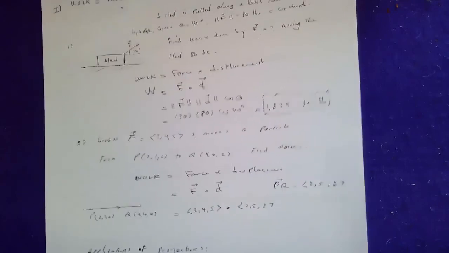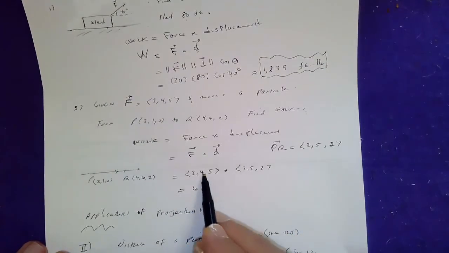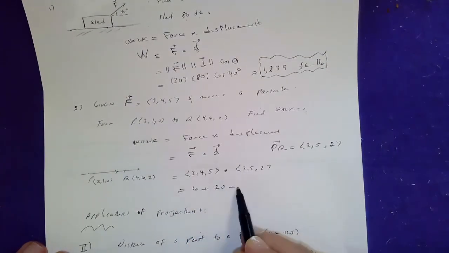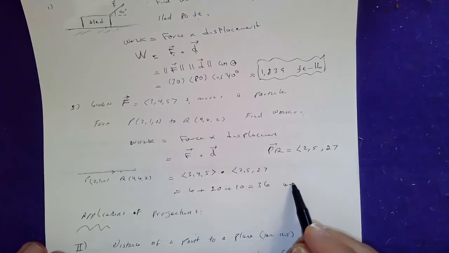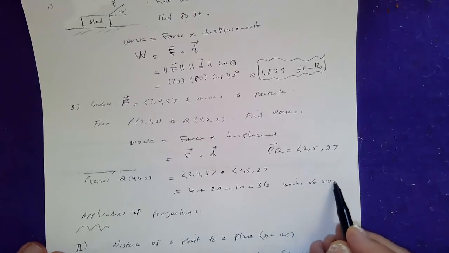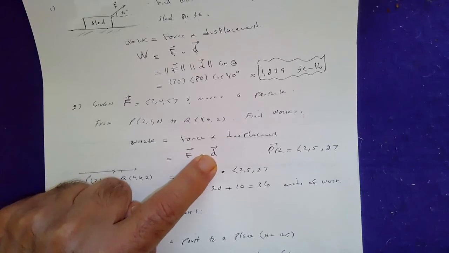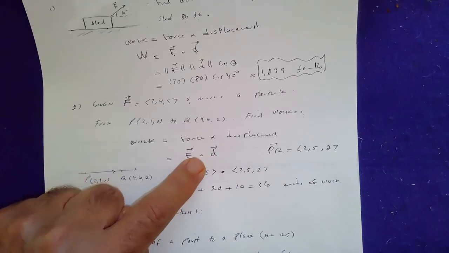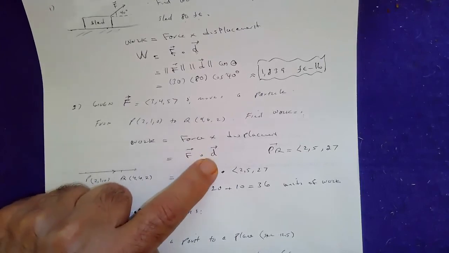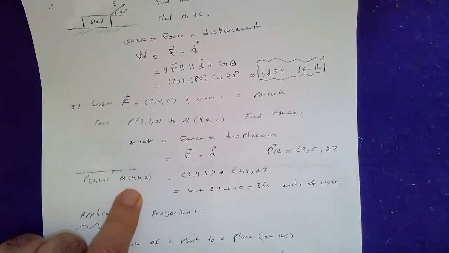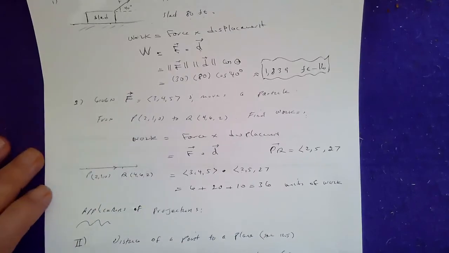So now we take the dot product of these guys. So that would be 3 times 2 is 6, 4 times 5 is 20, 5 times 2 is 10, so that would be 36, and that would be units of work. Remember, if the force is in pounds, the distance is in feet, so that would be foot-pound. If the force is in newtons, and distance is meters, then the unit for work will be joules, all right? So there you have it.